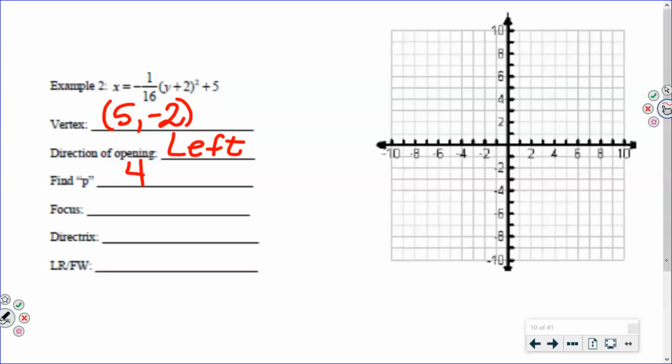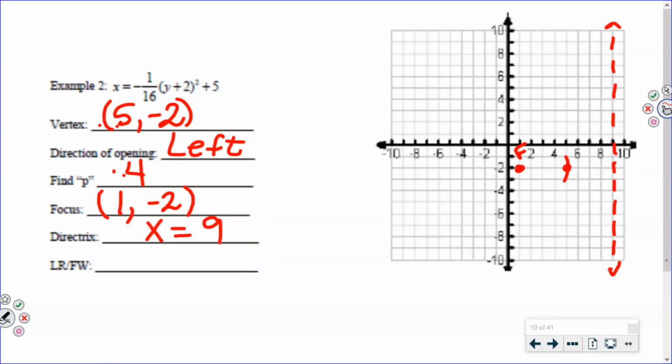All right, so let's plot what we know. We know the vertex is at 5, -2. We know it opens to the left, and we know that our p-value is 4. I'm going to go 4 to the left. There's the focus. I'm going to go 4 to the right. There's the directrix. So my focus is going to be 5 minus 4, which is a positive 1, -2. My directrix is going to be 5 plus 4, which is 9.